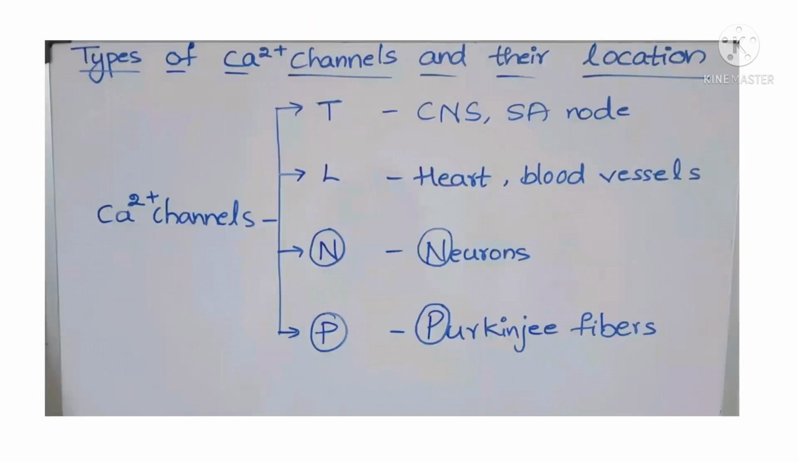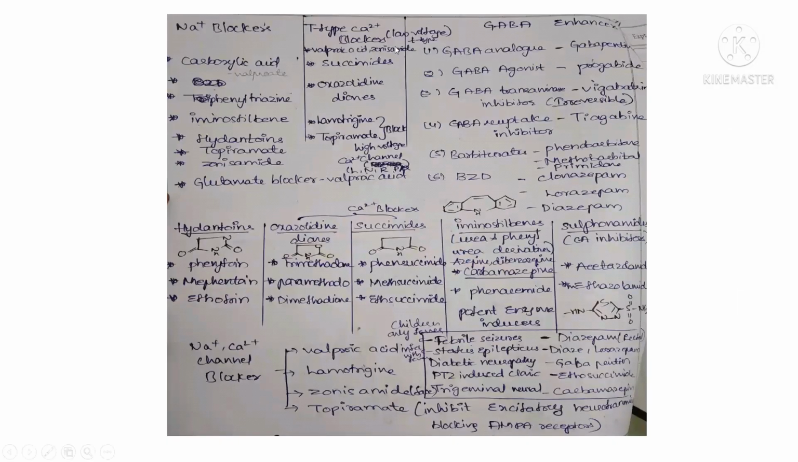We have four types of calcium channels: T, L, N, and P. T type are present on CNS and SA node, L on heart and blood vessels, N on neurons, and P on Purkinje fibers. So now, as we are studying about CNS, the drugs obviously block T-type calcium channels which are present on CNS. So here we can see valproic acid, succinimide, oxazolidines, lamotrigine, and topiramate. So no need to remember low voltage and high voltage. Just remember whether they block a sodium channel or a calcium channel.